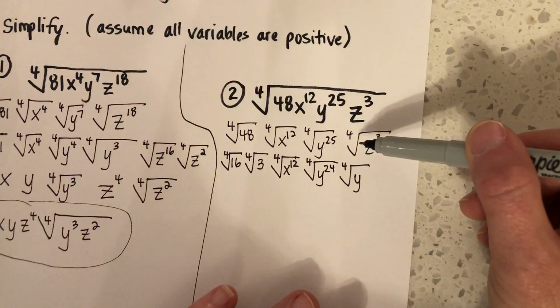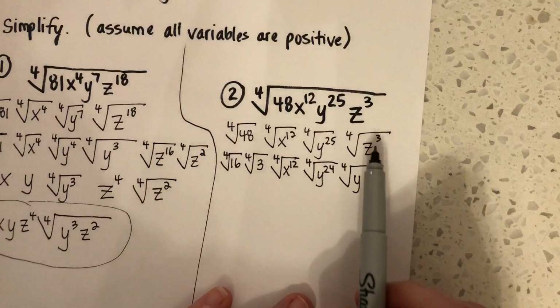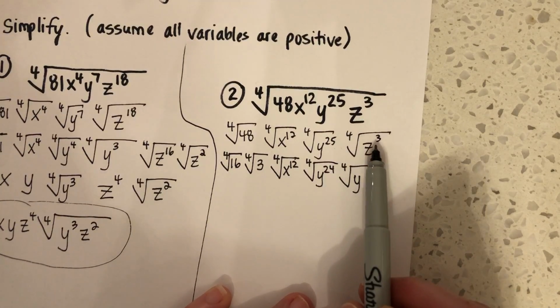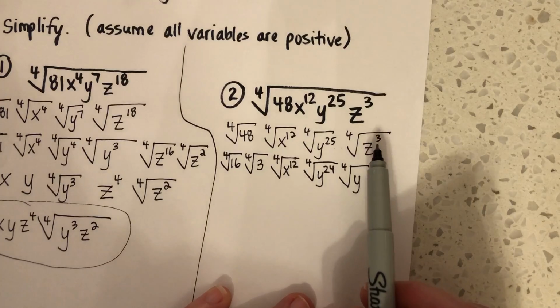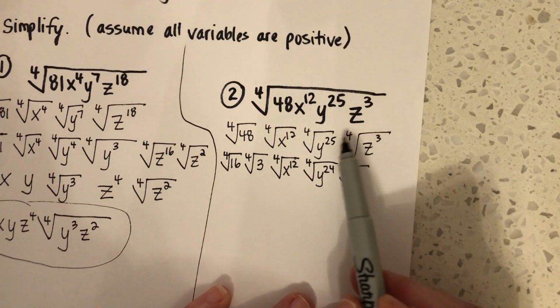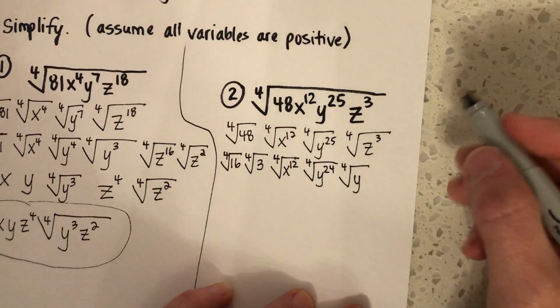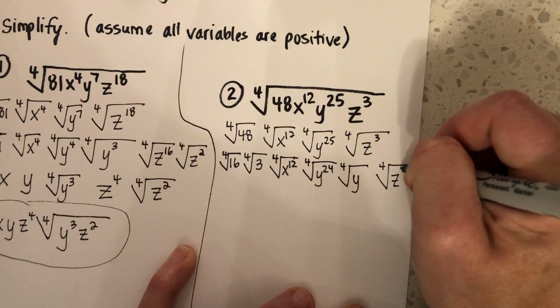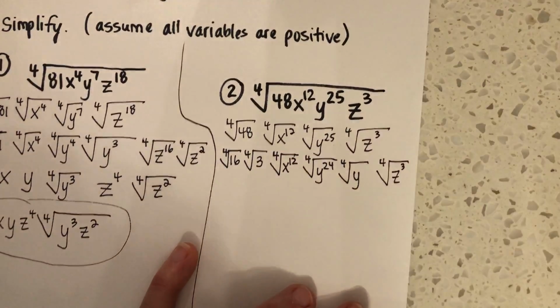Okay, and now the last one, the fourth root of z to the third. This power of 3 does not divide by 4. The problem is nothing smaller than 3 divides by 4, which means this is already simplified. It cannot be split up. It cannot be taken the fourth root. So we just leave it as the fourth root of z to the third. He's going to forever be stuck under that radical.